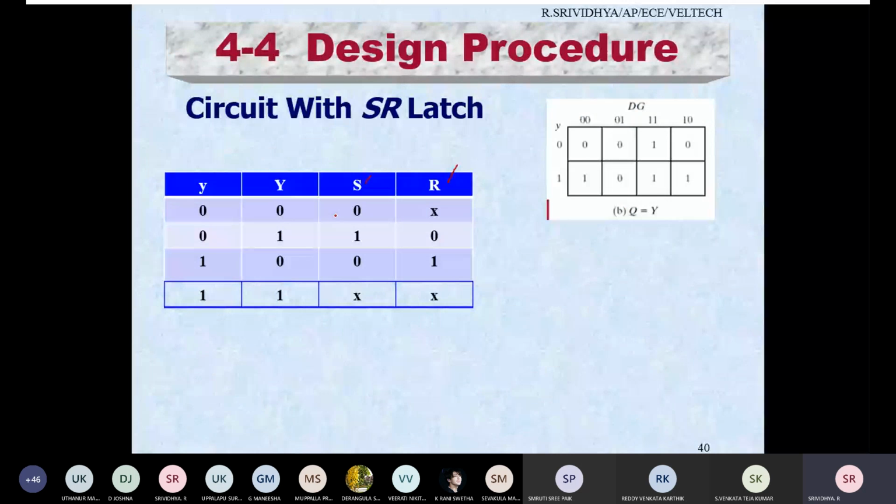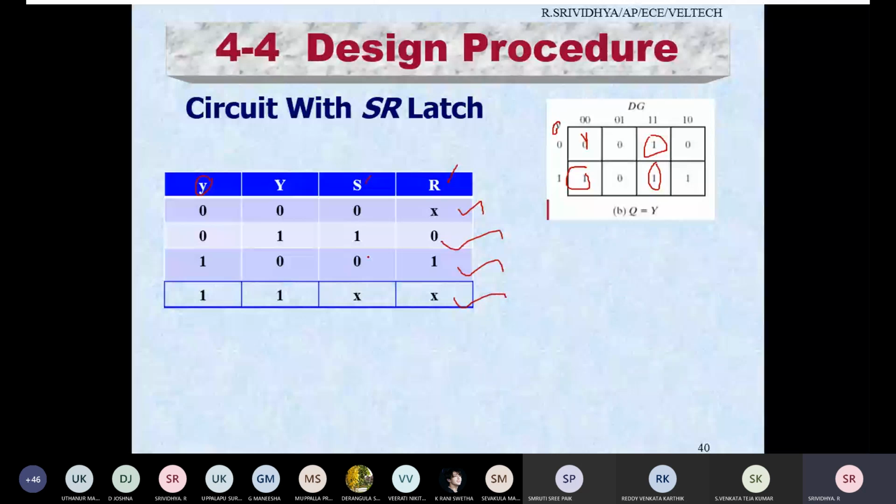So this is my small y, and inside we will be writing the capital Y, as you all know. I'm going to take the combinations 0 0, 0 1, 1 0, and 1 1. For the SR latch, you all know the excitation table: 0 0 gives 0 and don't care, and so on. You will be writing 0x, 1 0, 0 1, and don't care, don't care. This is for your SR latch.